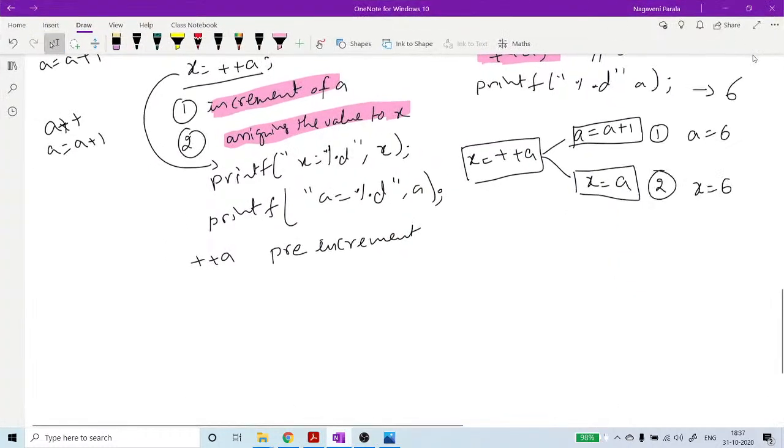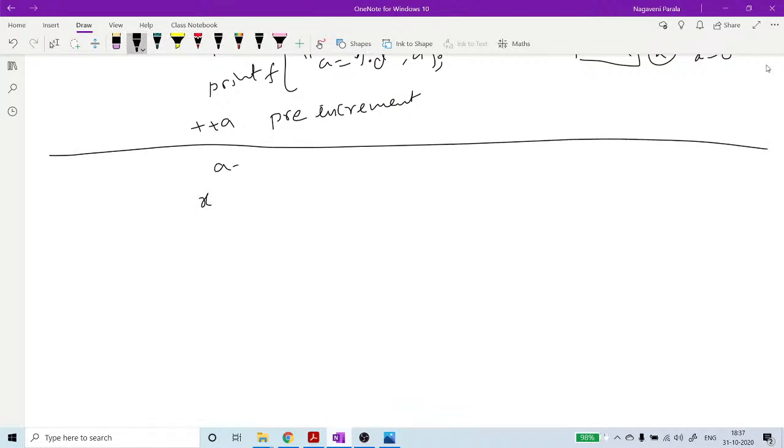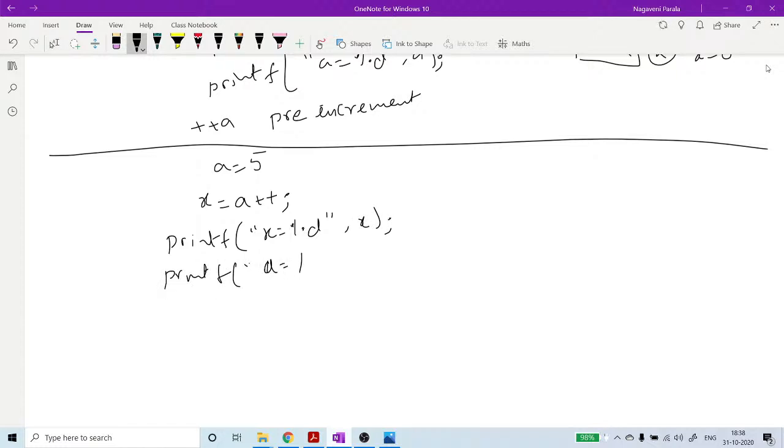Now I'll tell you the same kind of thing. See here, మళ్ళీ ఏం రాస్తున్నా చూడండి, మళ్ళీ ఇక్కడ గీత కొట్టేసేద్దాం. సపోజ్ ఏ ఈక్వల్ టు 5 బాగానే ఉంది. ఇప్పుడు చూడండి ఎక్స్ ఈక్వల్ టు ఏ ప్లస్ ప్లస్ రాశాను. దీని తర్వాత సపోజ్ ఐఎమ్ ప్రింటింగ్ printf what is the value of x. I'm printing with x equal to percent d, x I'm printing, and printf a equal to percent d, a.